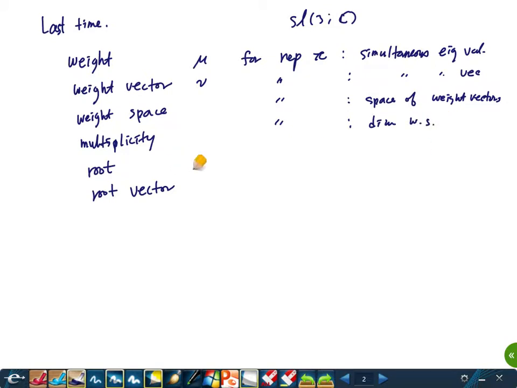And what is the root? So weight for the adjoint representation. And this is weight vector for the adjoint representation. Okay? And using this, we will develop a theory of representations for SL3. All right, so section 6.3, the theorem of the highest weight.